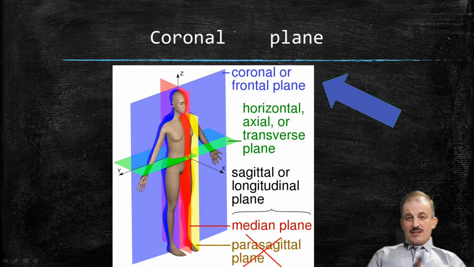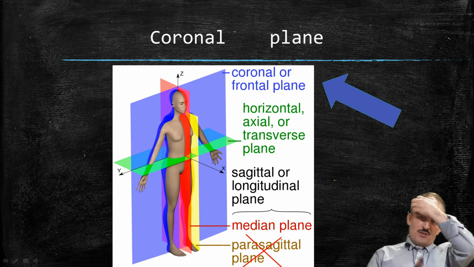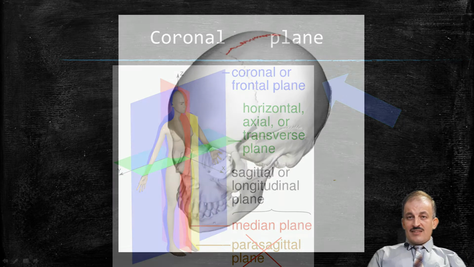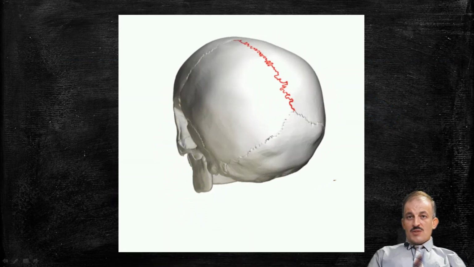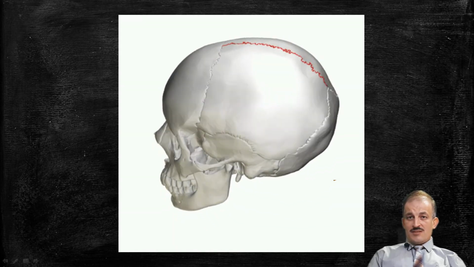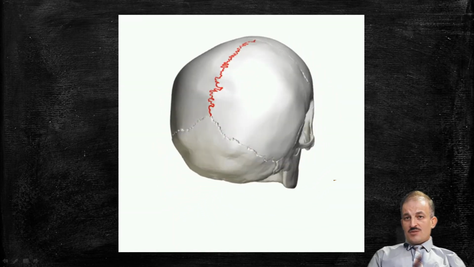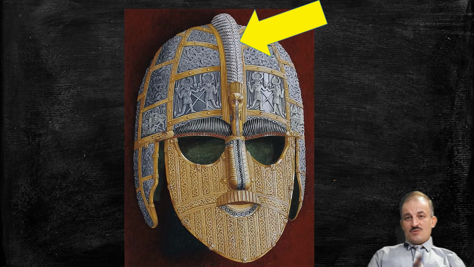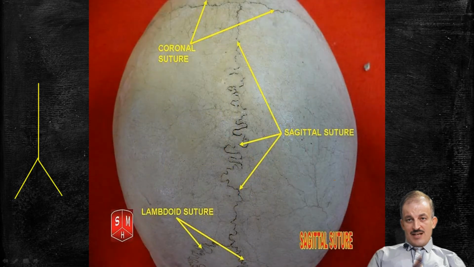Now I have several points about the names of these planes. In this picture, you will see the fontanelles or sutures. This longitudinal suture is the sagittal suture. It ends at the occiput with the lambdoid suture, which looks like an angle.